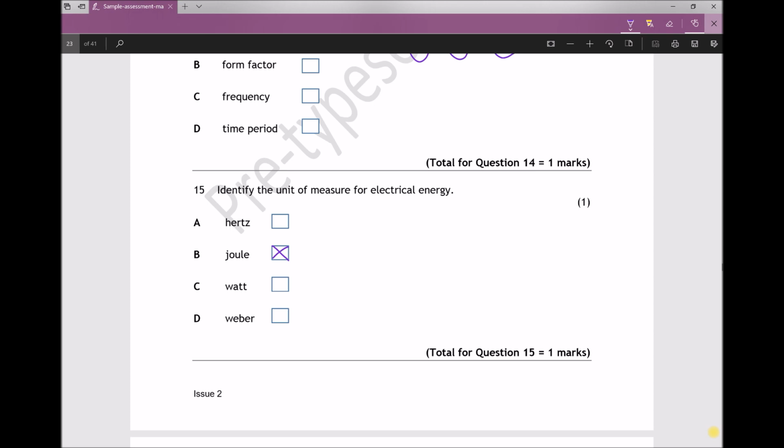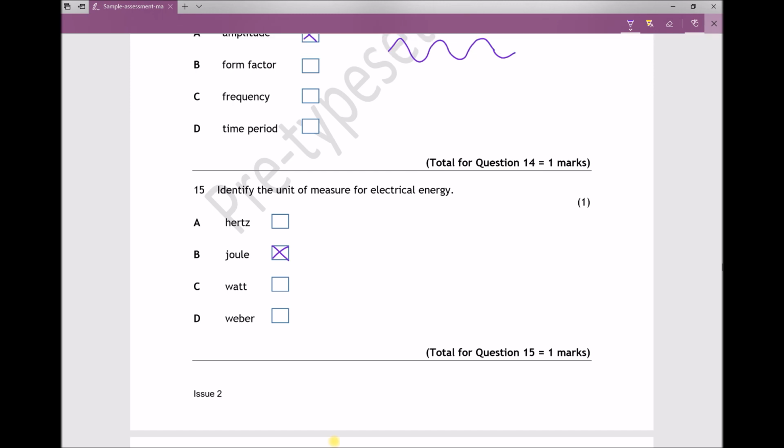Again, if you're unsure, through a process of elimination, Hertz is actually a measure of frequency. And that could be the frequency of an electrical supply, or it could be frequency of oscillations. Watts are a measure of power, which is energy per second. So energy and power are not the same thing. And Weber is a measure of magnetic flux. So the only possible answer there is B, the joule.